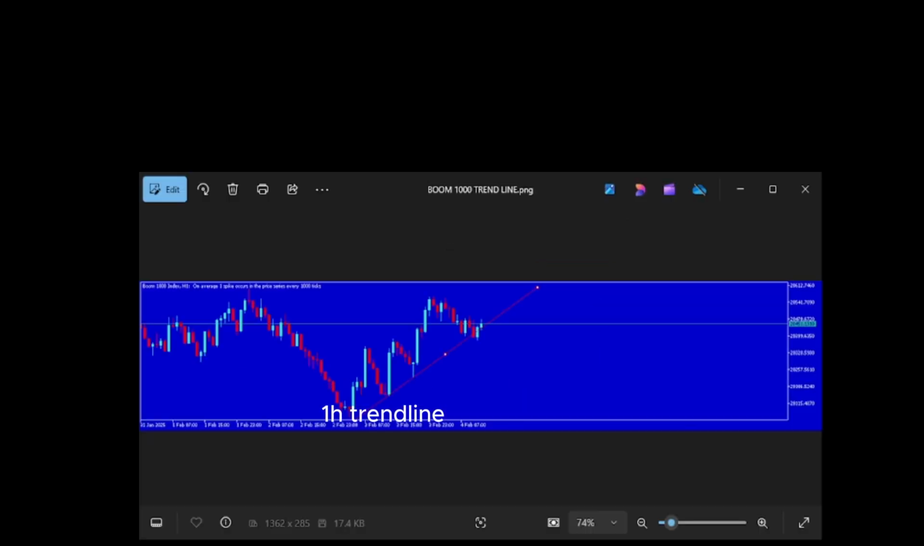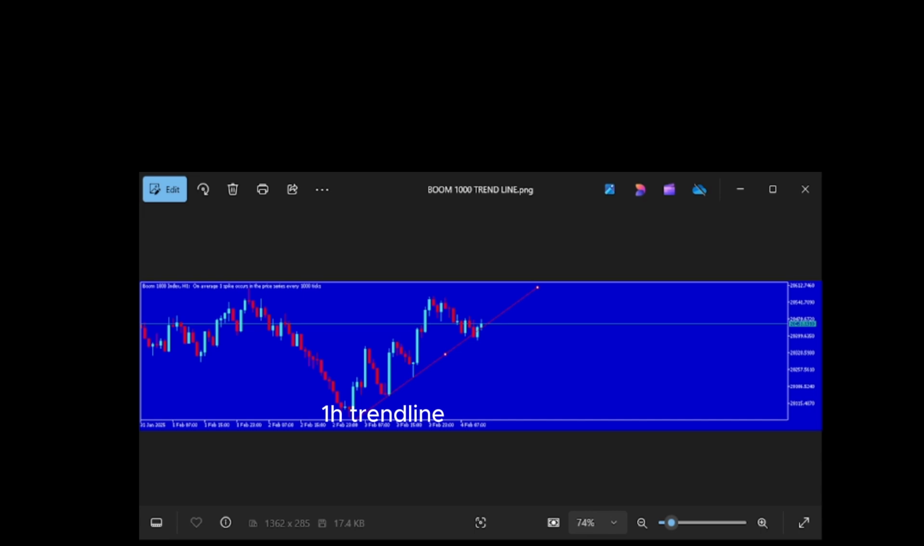I can even come to 1 hour time frame on the same chart, Boom 1000, so that I can draw another trend line and confirm if Boom 1000 is really in an uptrend, like this. So now I'm gonna move to the lower time frame. I was drawing my trend line based on the weekly time frame. So this is the 1 hour time frame. Why am I drawing another trend line on the 1 hour time frame? So as to confirm, and also so as to get accurate points.